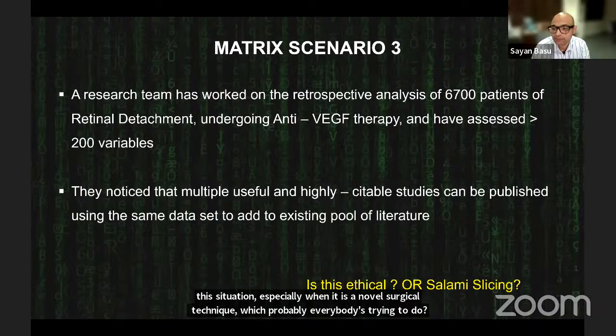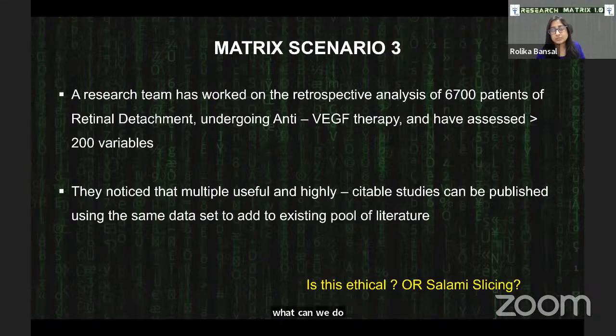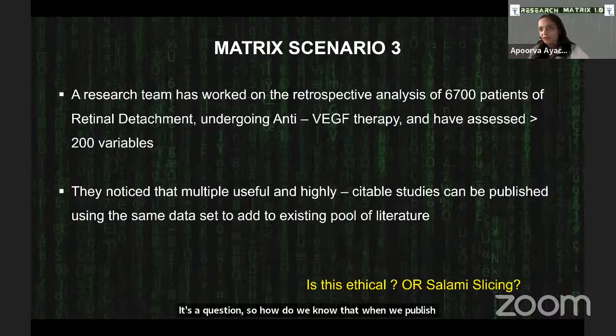So you're asking if this is okay, or what can we do about it? It's a question, sir. How do we know that when we publish, our research is safe with the board of reviewers and editorial board?